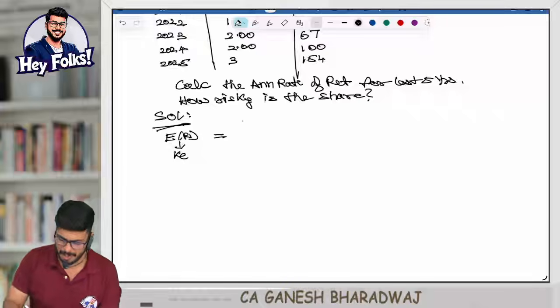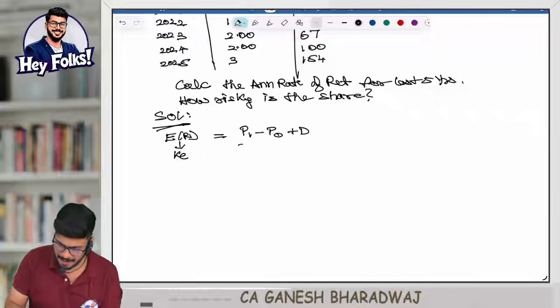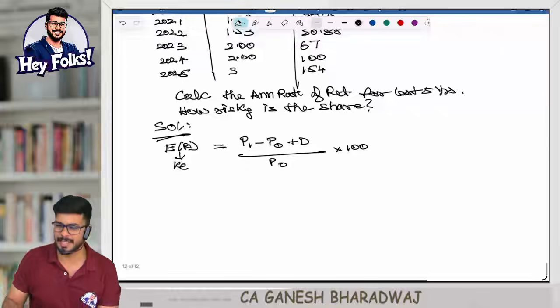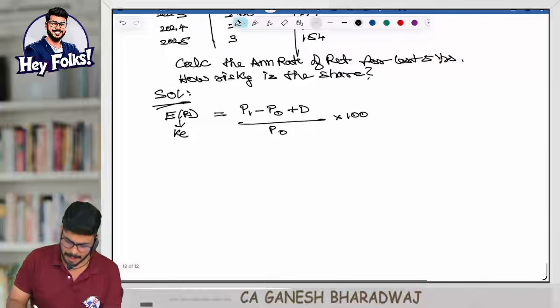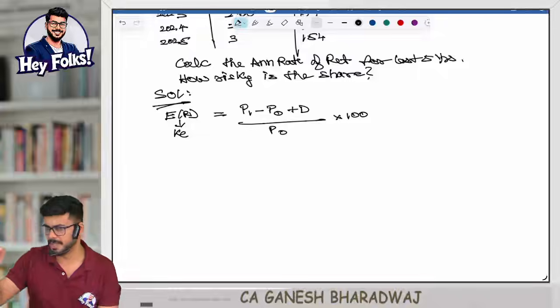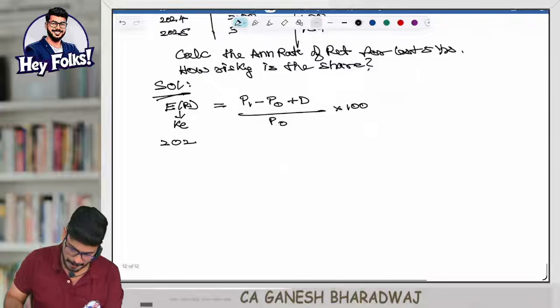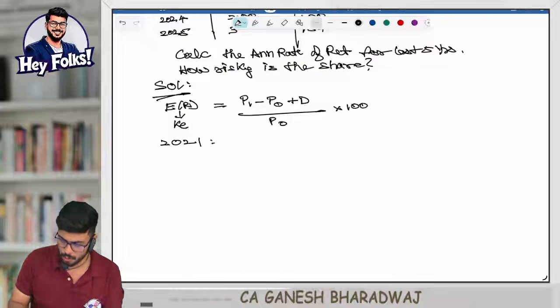Now write the formula. What is it? Tell and write. Come on. P1 minus P0 plus D, divided by P0, into 100. Now quickly, guys, for each of the 5 years, shall we do it? Yes. Now once you write the formula, it's enough, right? Now let's do the calculations. First one, what is it? 2021, 21 only, no? Yes, 2021. Come on, give me the figures.